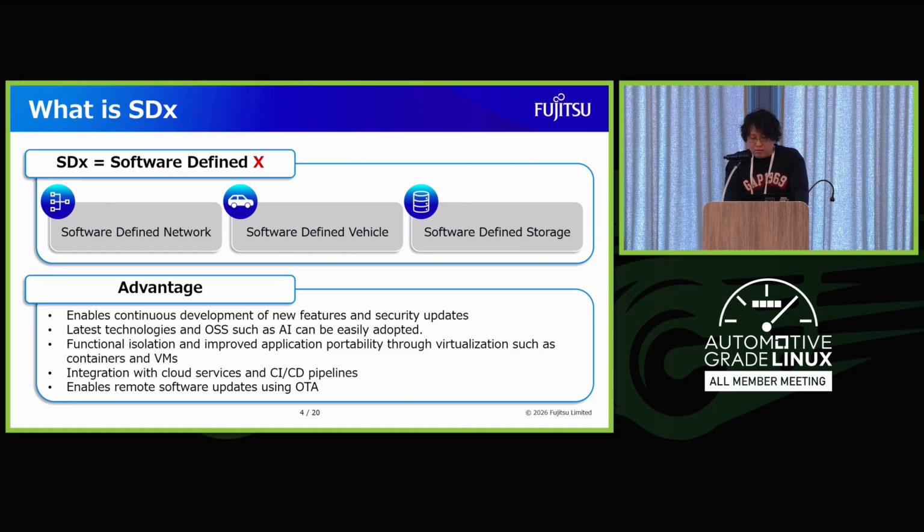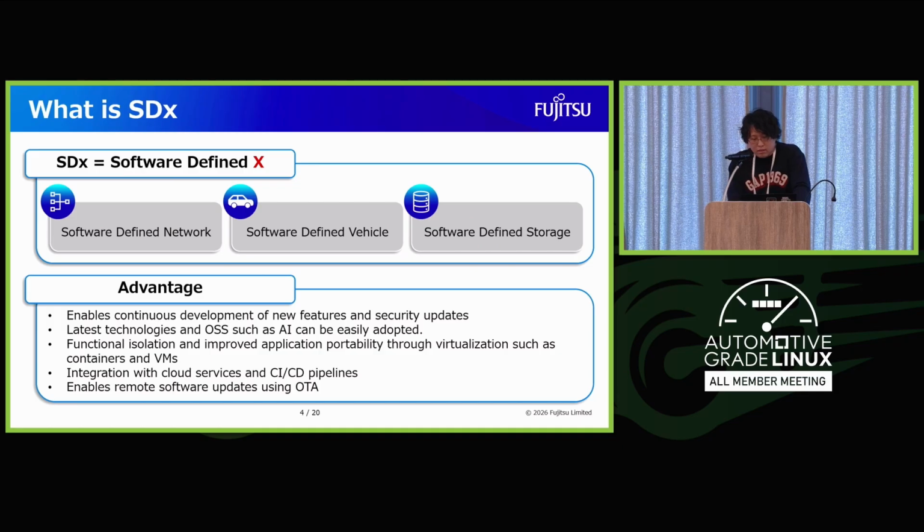Second, it becomes easier to introduce new technologies and open source software, such as AI. Third, application portability can be improved by using virtualization technologies such as containers and VMs. Functions can be separated from each other. This makes it easier to customize functions for each market or customer requirement.